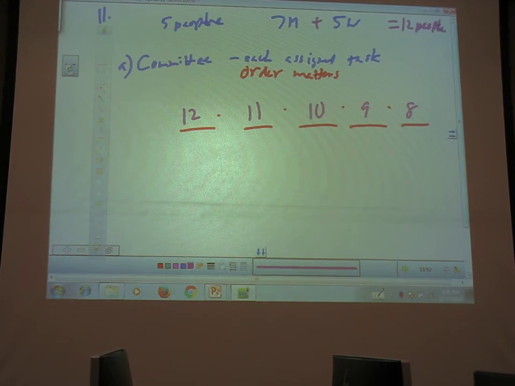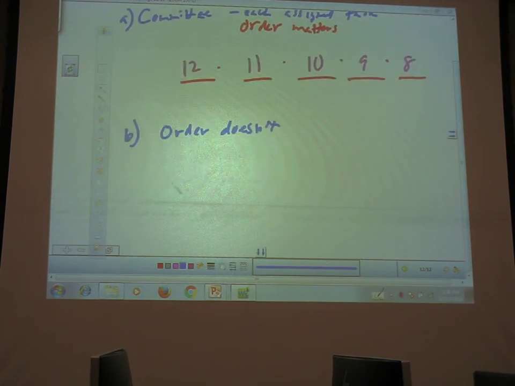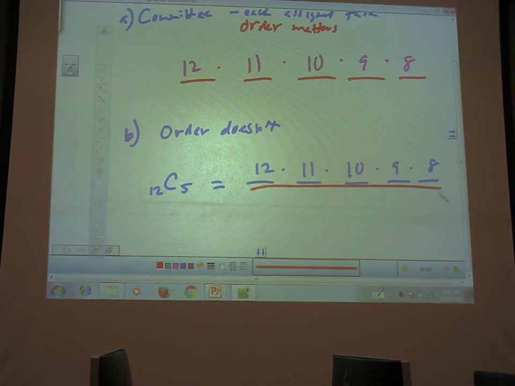Let's take a look at B. Now, order doesn't matter. Does everybody kind of see that? They all do the same thing? Yeah. So this one is the combination, the chaotic one, because you have a fraction. So it's going to be 12 choose 5. So it's going to be the same 5 spots, 12 times 11 times 10 times 9 times 8. Only now, we have to divide out the duplicates.